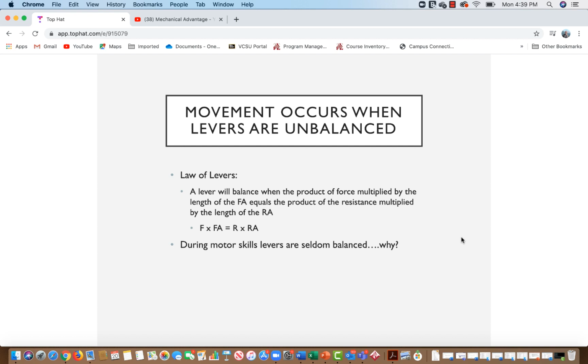And we're going to come back to this formula on Thursday, because this is when it's balanced, but what happens when it's not balanced, when we unbalance it? So the question we have is, why are motor skill levers seldom balanced, Sharon? Because they're not equal. And why else? Probably because we want movement. Oh, yes. I mean, movement is desirable.